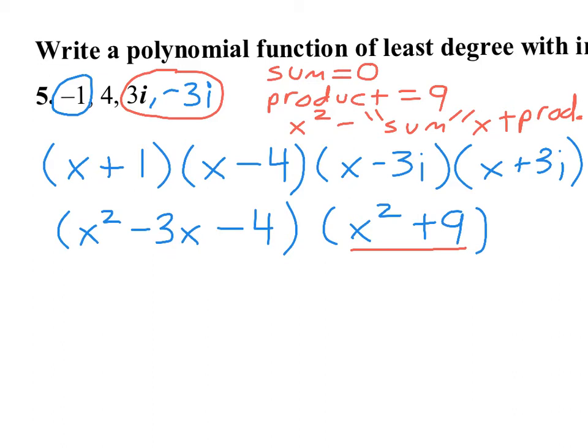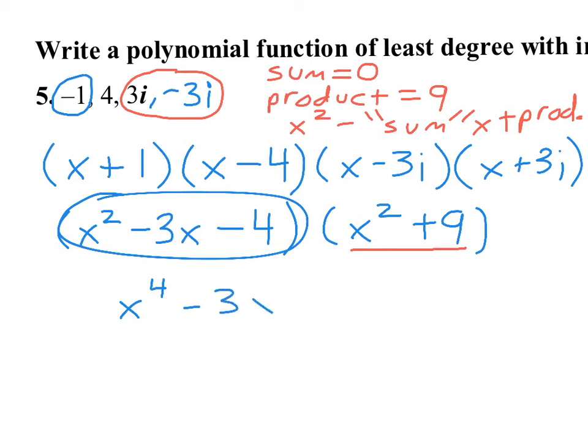All right, so for now, we're going to continue. I need to multiply all of these by x squared. So I get x to the 4th minus 3x to the 3rd minus 4x squared. And now I need to multiply all of them by 9. So I get plus 9x squared minus 27x minus 36.